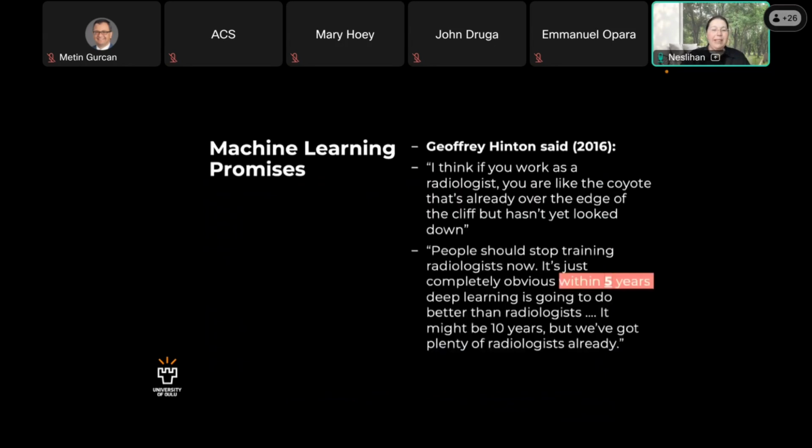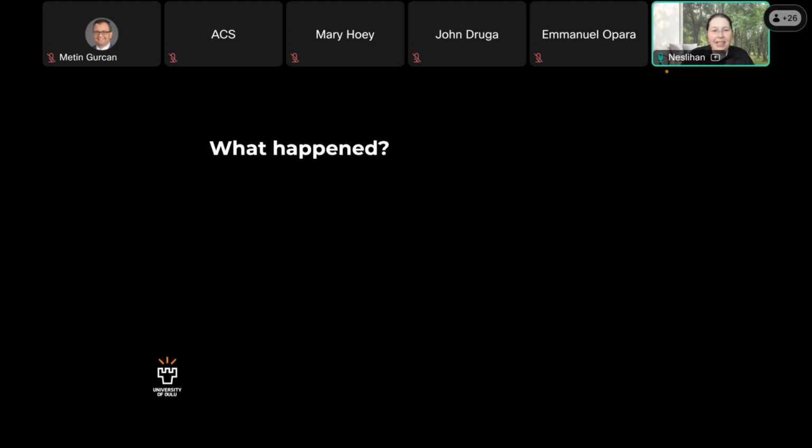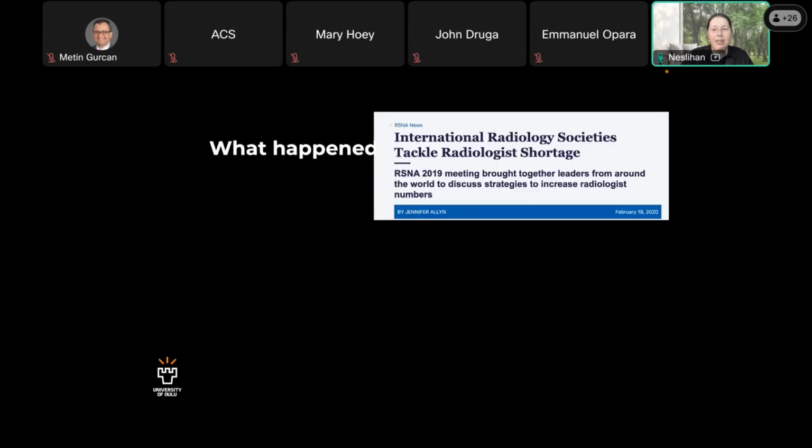So basically he suggested to stop training radiologists. It has been 8 years since he said this. So what happened after that? Well, it's pretty clear that didn't happen. In fact, there are now more practicing radiologists and we are facing a shortage. Hinton's prediction shows how AI was overpromised back then.